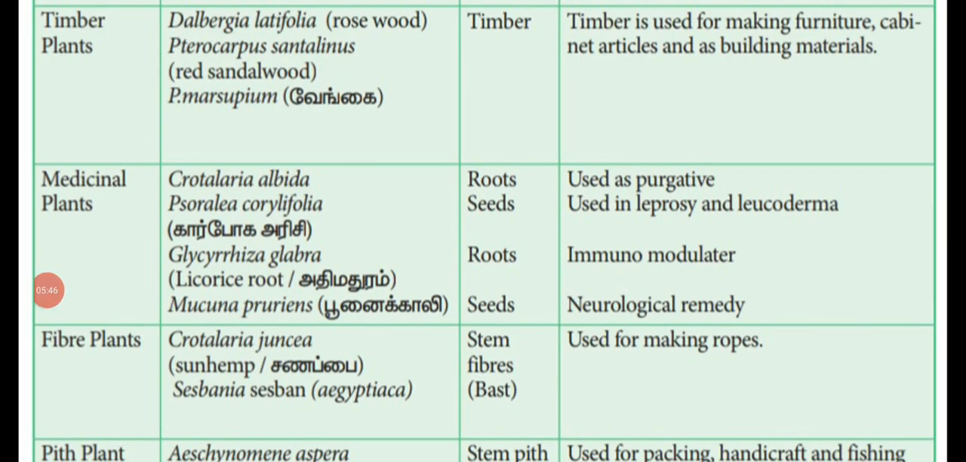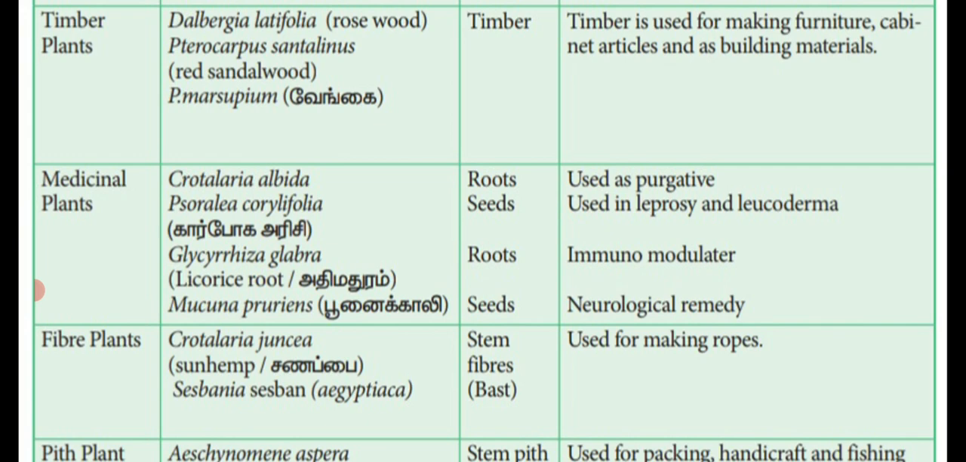Next one, timber plants, which are used to prepare furniture, cabinet articles and as building material. Dalbergia latifolia, rosewood. Pterocarpus santalinus, red sandalwood. Pterocarpus marsupium, vengai maram, timber used for making furniture, cabinet articles and used as a building material.